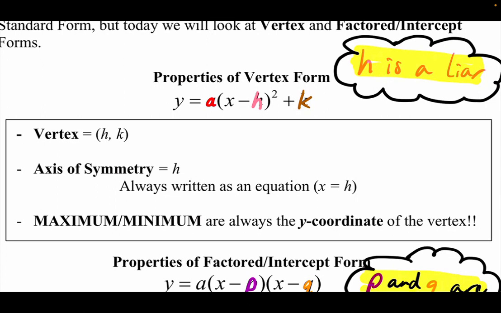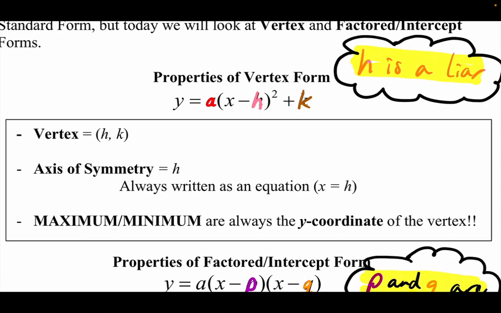Okay, so vertex form. How do I find the vertex for vertex form? Whatever H is, whatever K is, you're done. That's it. What is the axis of symmetry? It's always going to be H. So whatever H is, that's the axis of symmetry. Done. What's the maximum and minimum? Well, you got to know if it's a maximum or minimum.